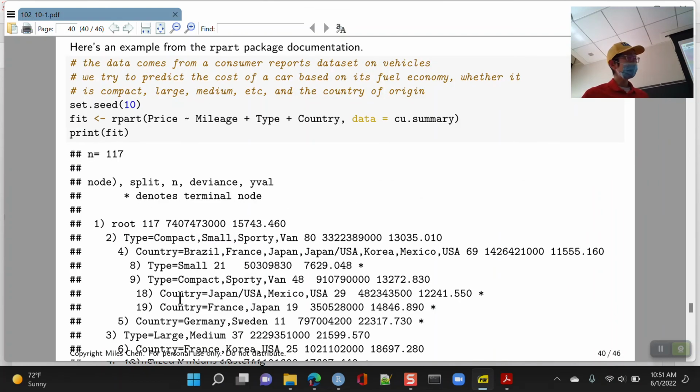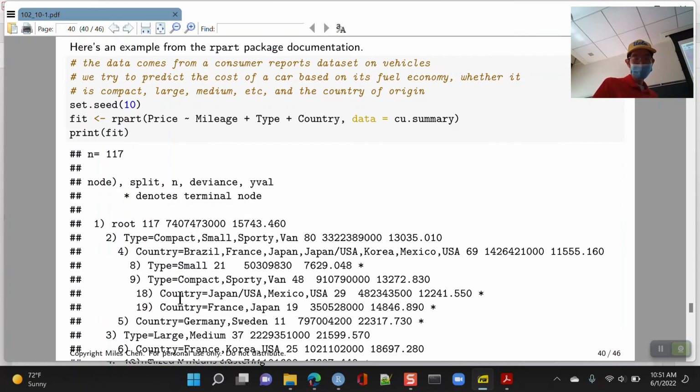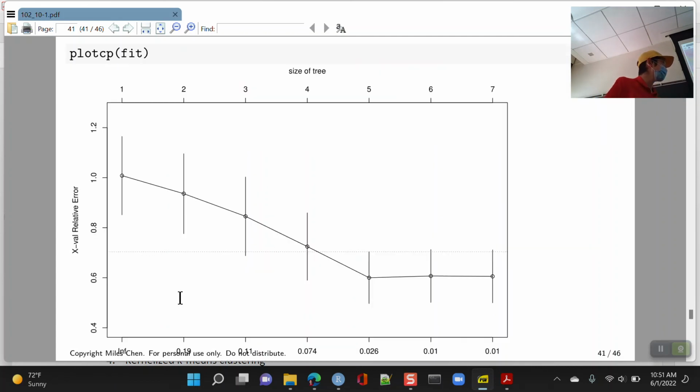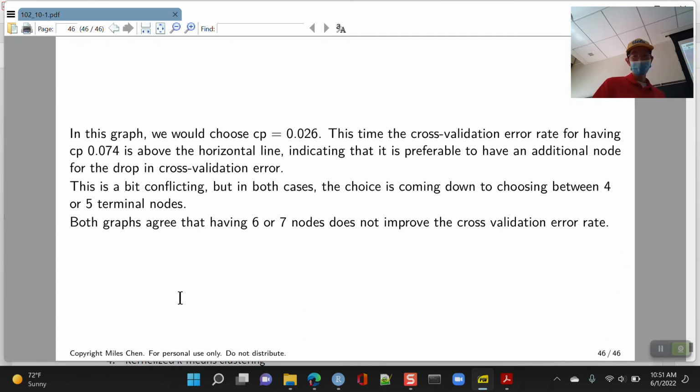Okay, we're out of time. You can look at these notes. This was bonus content anyway, so no biggie. But there are a few tools that R's rpart comes with that allow you to decide on a complexity parameter. Okay, we'll see you guys on Friday, and happy week 10.